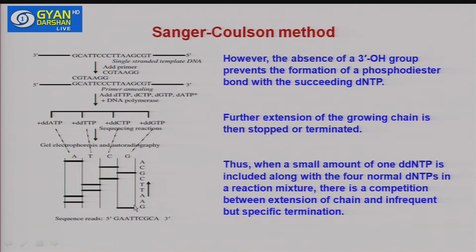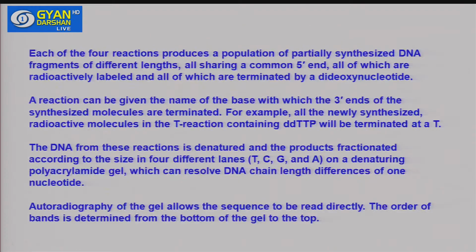You have to read the sequence from below, as you can see in this diagram. The sequence reads like this: this is G. G corresponds, as I told you, to ddGTP. C means this reaction is ddCTP. This one is ddTTP, and so on. So the sequence will be first G, then A, then another A, then T, and so on. In that way, Sanger sequencing is being done.